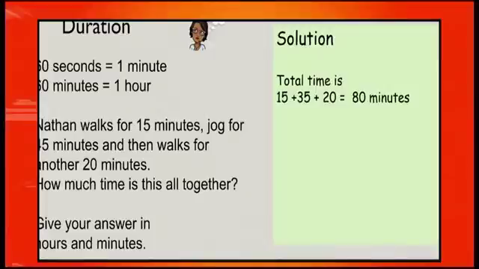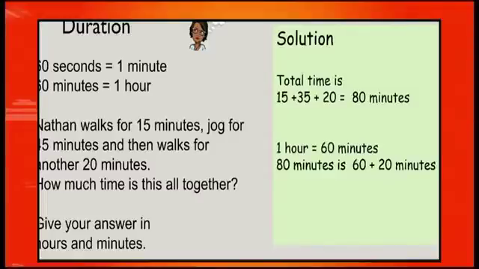All right, so some units of time. 60 seconds is 1 minute and 60 minutes is 1 hour. So Nathan walks for 15 minutes, jogs for 45 minutes, and then walks for another 20 minutes. How much time is this altogether? And we want you to give your answer in hours and minutes. So the total time will be 80 minutes. We add them all up and it's 80 minutes.